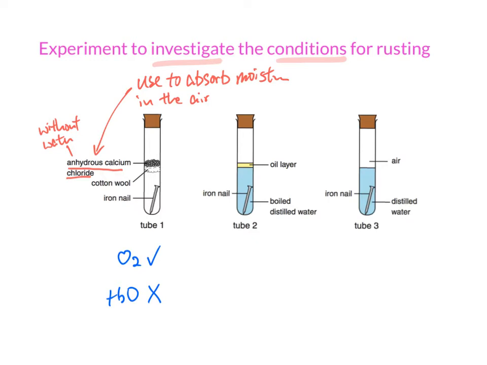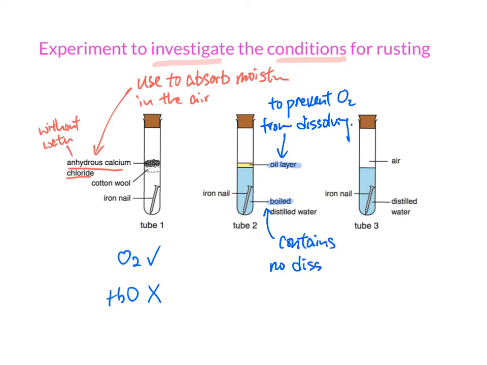For test tube 2, you will find two things: one is an oil layer, and one is boiled distilled water. The oil layer is there to prevent oxygen in the air from dissolving into the water. You should know that water normally has dissolved oxygen in it. So why do we have to boil the distilled water? Because during boiling, the dissolved oxygen will be boiled off. It will be forced out of the water.